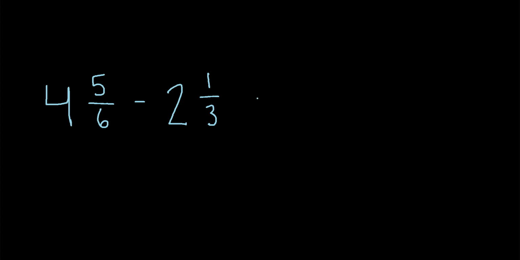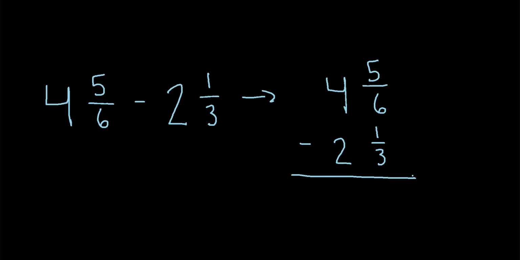So the first step is I like to rewrite this by stacking these mixed numbers on top of each other, like this. 4 and 5/6 minus 2 and 1/3. When we write it like this, we'll notice the fractions are stacked on top of each other and the whole numbers are stacked on top of each other. So to perform this subtraction, we want to ask ourselves, what is 5/6 minus 1/3?